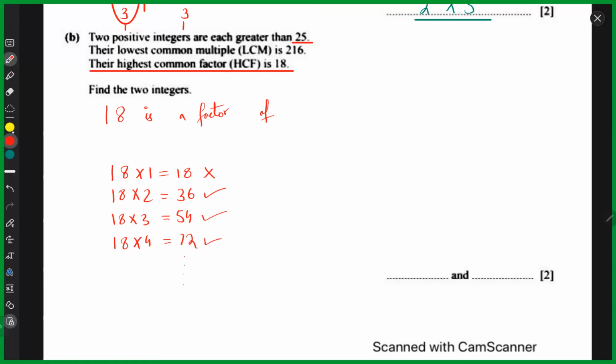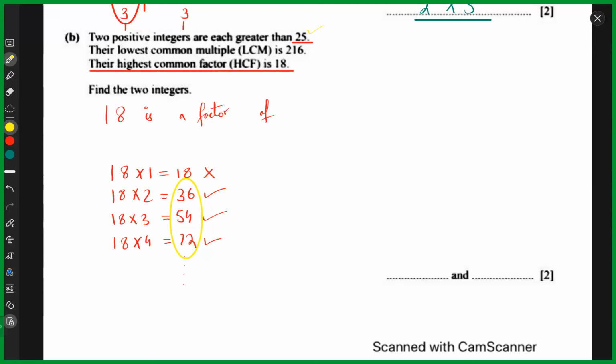First of all, understand why I am talking about these three numbers. Because the number has to be greater than 25 and 18 is a factor. If 18 is a factor of some number, that number is going to be a multiple of 18. This is what I've just taught. So it could be 36, 54, 72. The only thing you need to spend time on is to see which combination would give you 216.